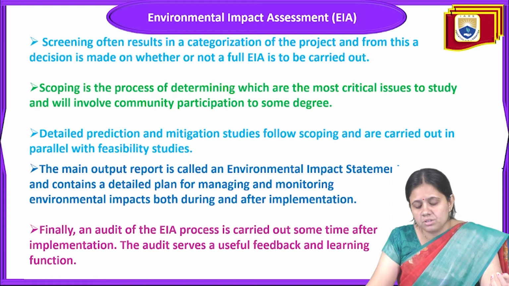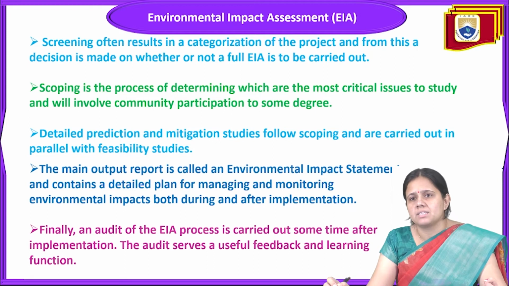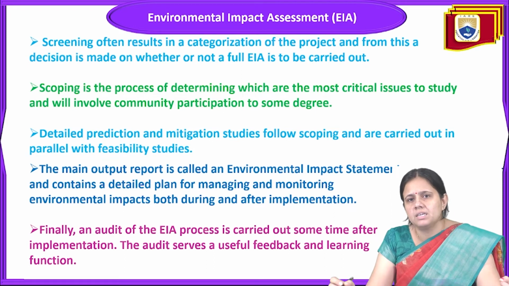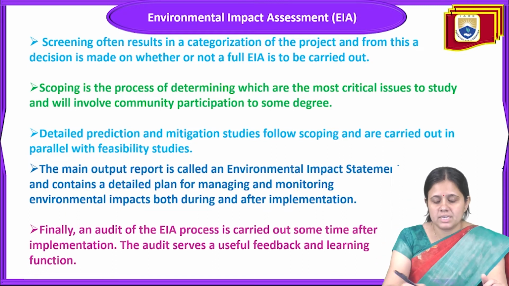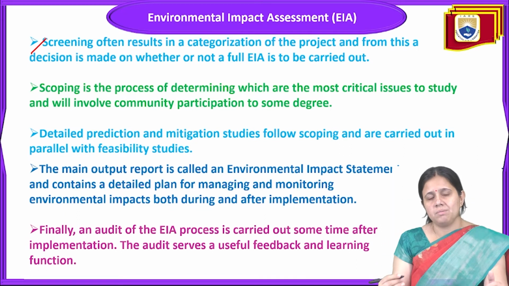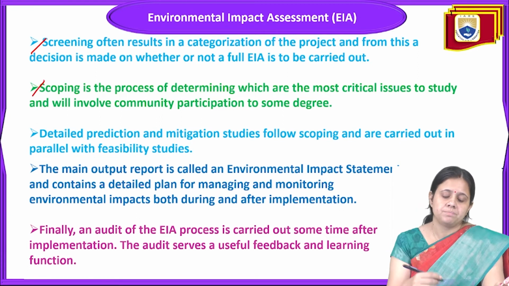And the main output report, the last report, is called the EIS, Environmental Impact Statement, that contains a detailed plan for managing and monitoring environmental impact both during and after implementation. So first, screening will be done. Then screening will decide whether an EIA is needed or not. And after that, scoping will be done.